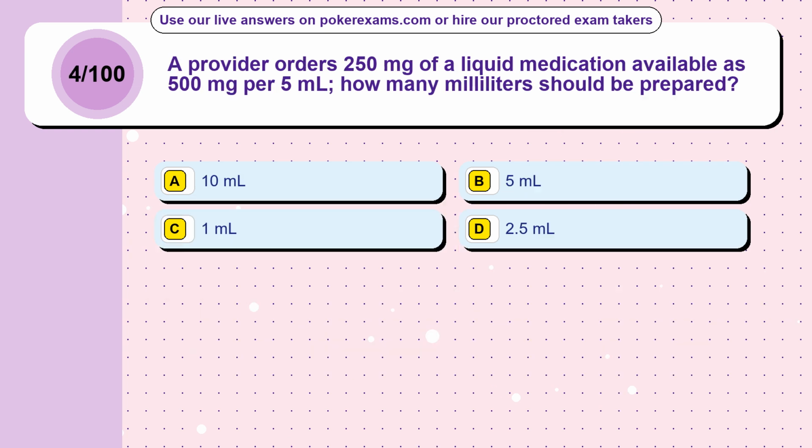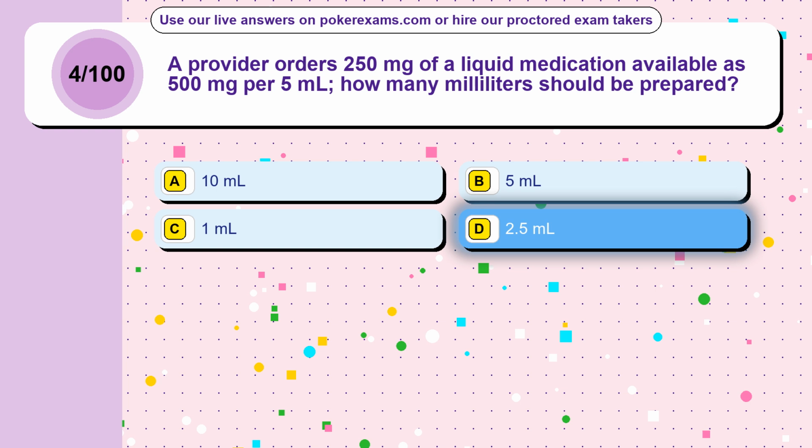Question 4. A provider orders 250 mg of a liquid medication available as 500 mg per 5 ml. How many milliliters should be prepared? Option A, 10 ml. Option B, 5 ml. Option C, 1 ml. Option D, 2.5 ml. The correct answer is option D, 2.5 ml.